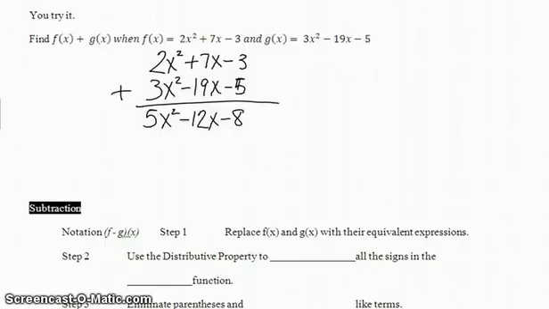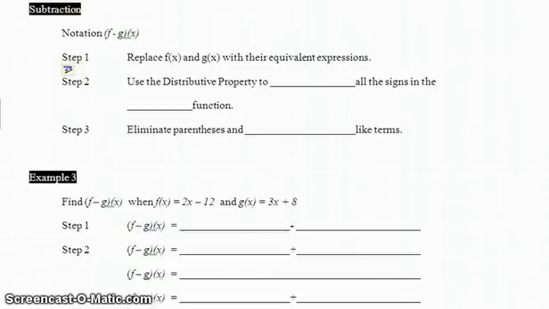We're going to move on now to subtraction. Subtraction works basically the same way as addition. There is one simple change, and don't let it throw you. The first step stays the same. We replace the functions with their expressions. Then we use the distributive property to change all the signs in the second function. Eliminate those parentheses and combine like terms.